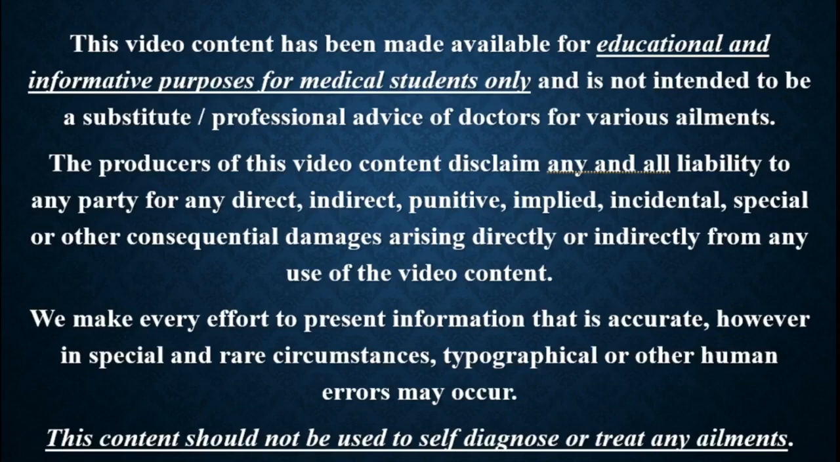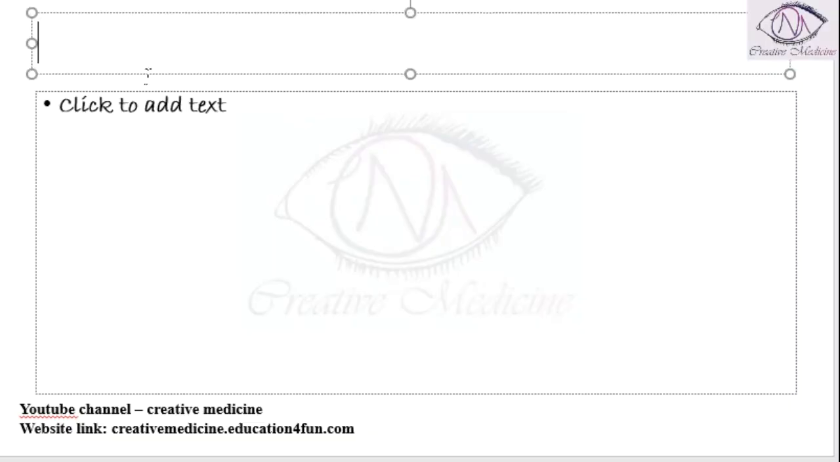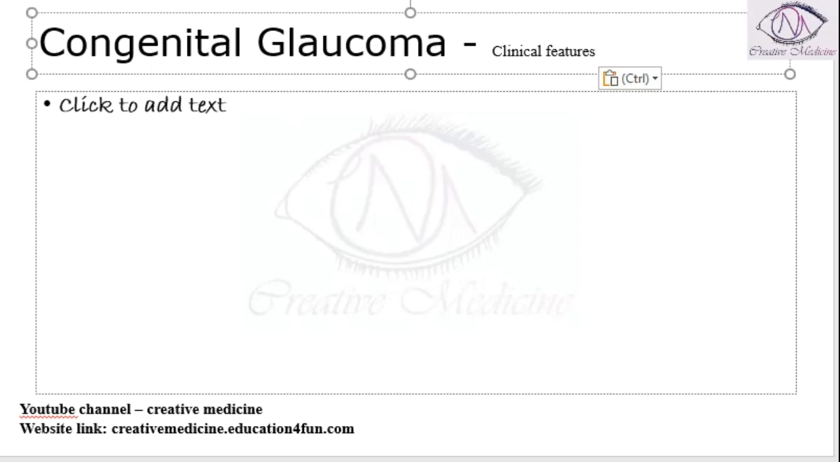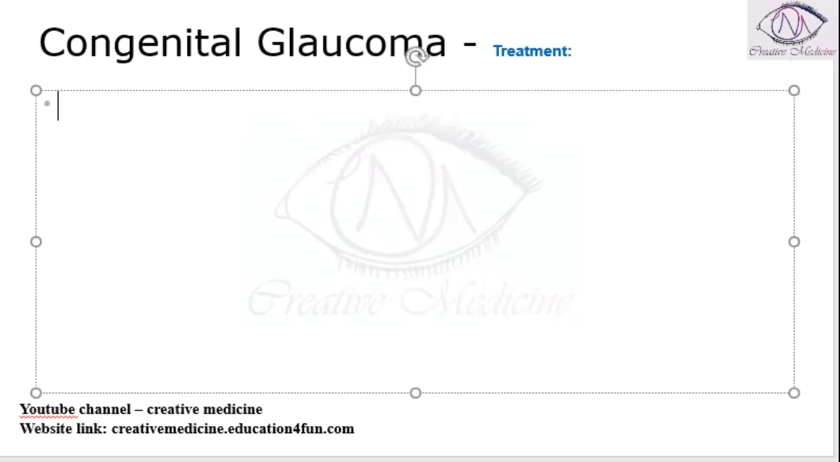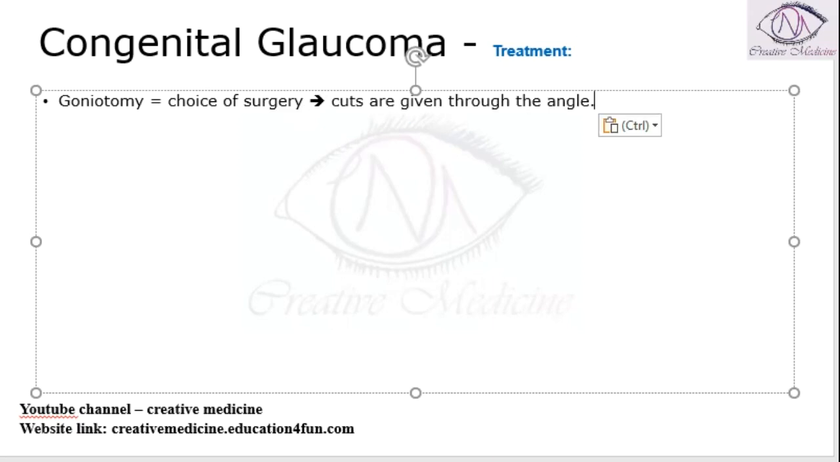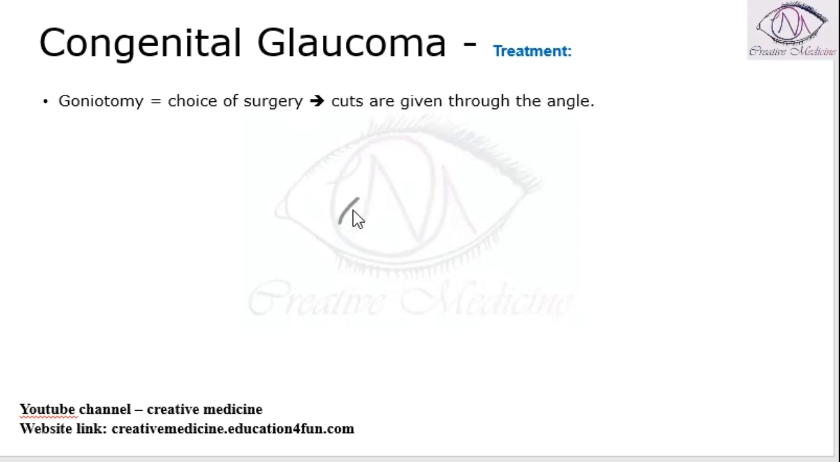In this lecture, we will learn about the treatment of glaucoma. For the treatment of glaucoma, goniotomy is done. Goniotomy is actually the surgery of choice for congenital glaucoma. In this procedure, a cut is given along the angle. Here gonio is angle, tomy is cut. So here along the angle of the anterior chamber, a cut is given in this type of congenital glaucoma.